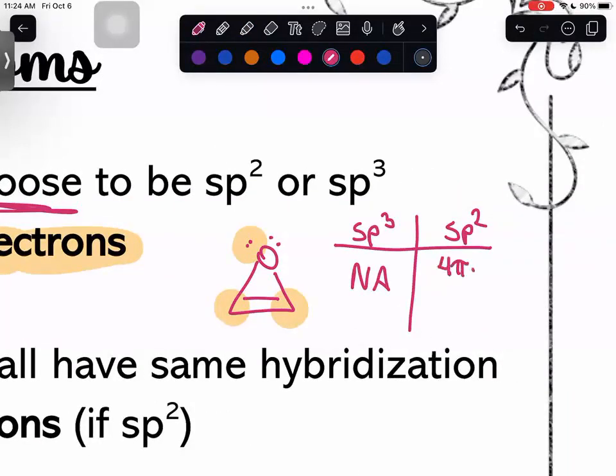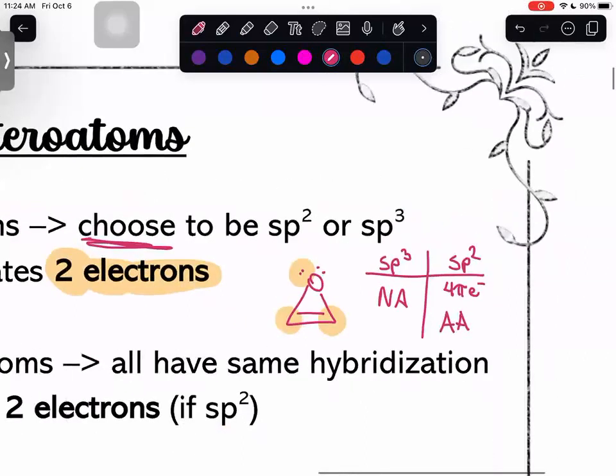Four pi electrons. Is that going to follow Huckel's rule or the anti-rule? Anti-rule. Beautiful. Now, how do we know what's sp3 or sp2?